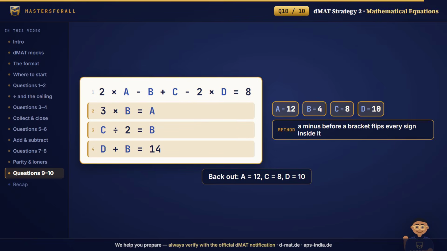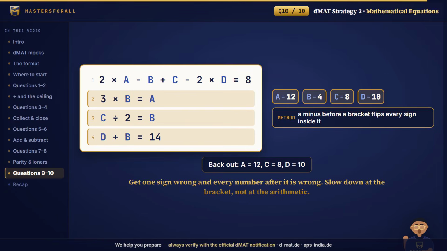Back out, A is 12, C is 8, D is 10. And check it in line 1. 24 minus 4 plus 8 minus 20, that is 8. It balances. That was the hardest system in this video, and you finished it without writing a thing.